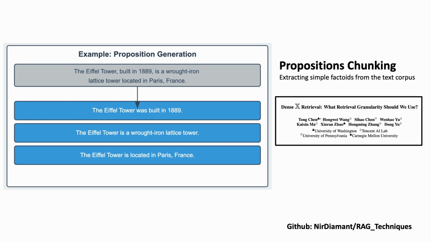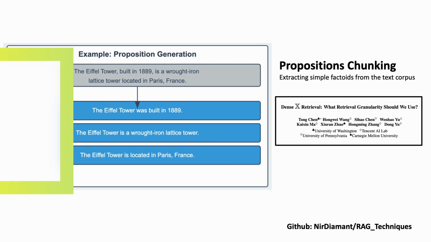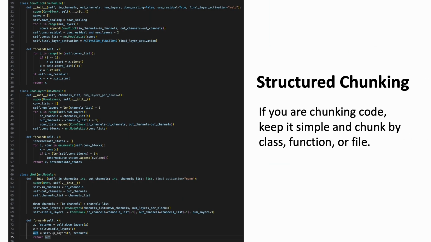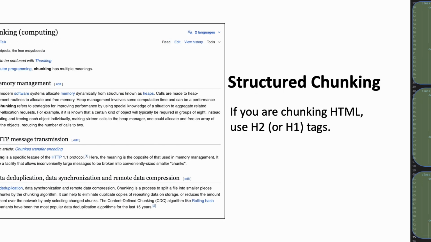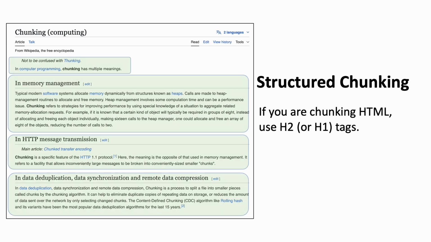Also, quite often we may deal with datasets that inherently have a known structure or format. For example, if you want to insert code into your database, you can simply split each script by the function names or class definitions. For HTML pages like Wikipedia articles, you can split by the heading tags, for example, split by the H2 tags to isolate each subchapter.